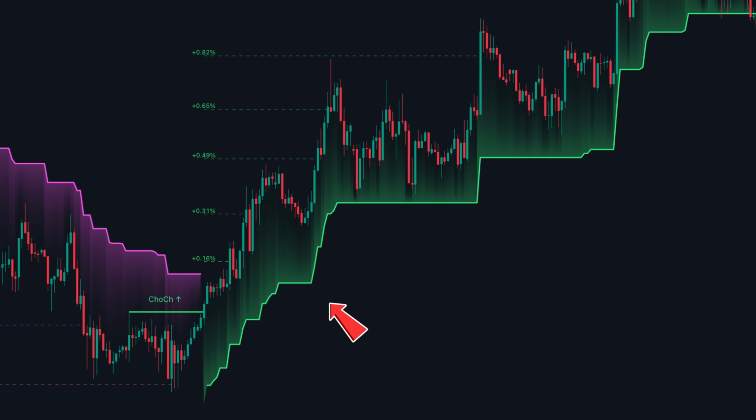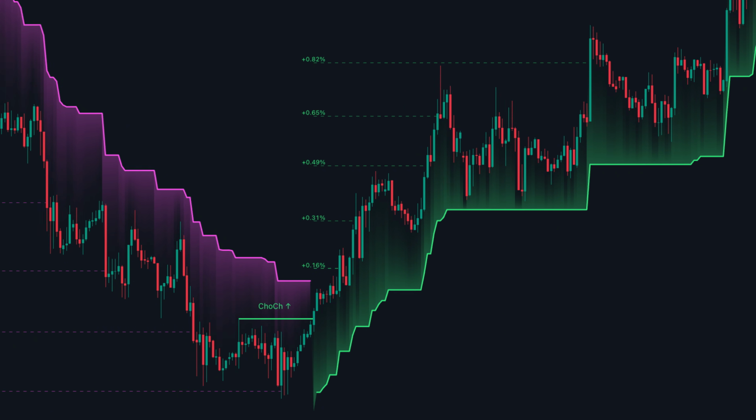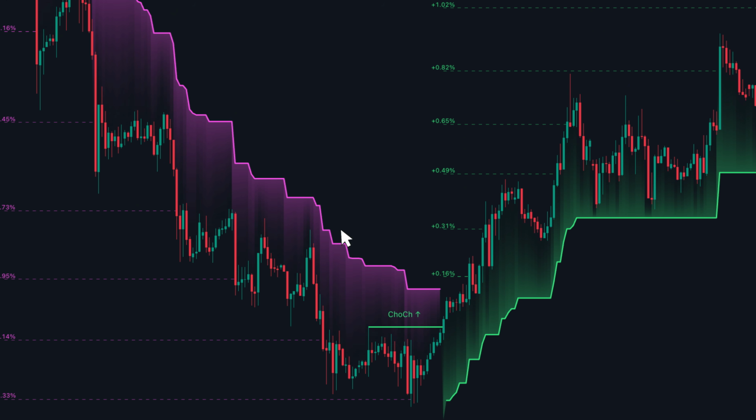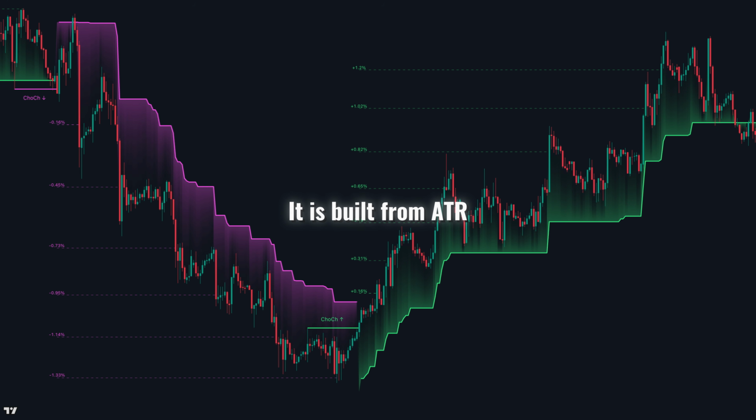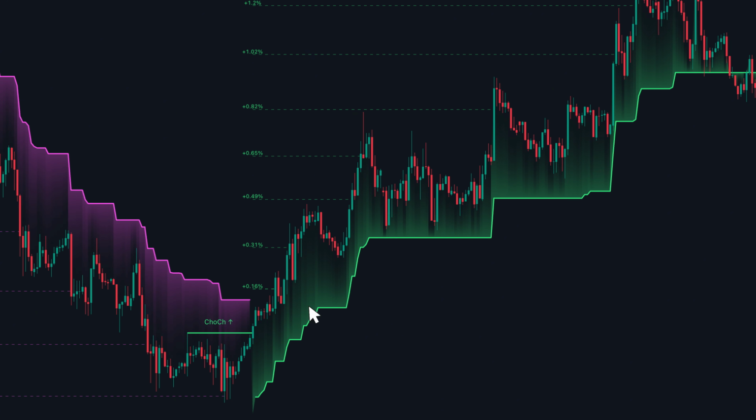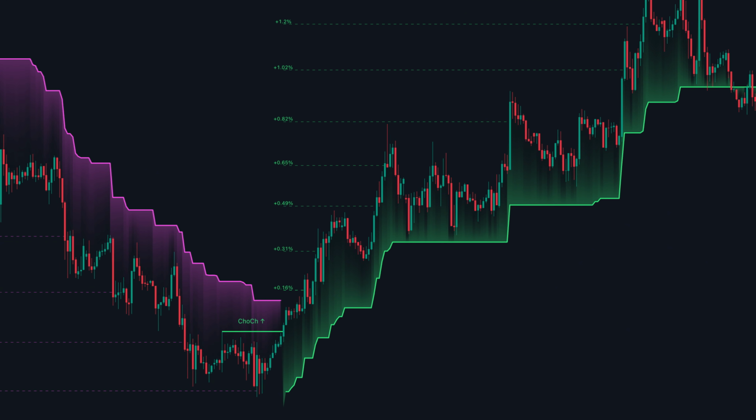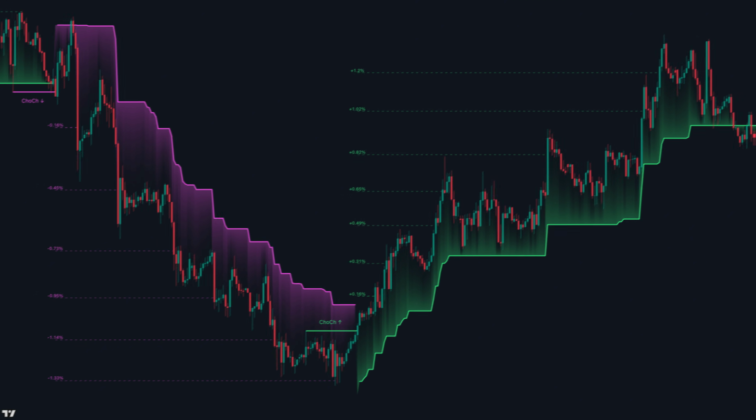Next, let's look at this line. When price moves up, it sits below the candles in green, and when price moves down, it sits above in pink. It is built from ATR, so the distance it keeps from price adapts to how much the market is moving, not a fixed number of dollars. As the trend expands, it advances step by step behind the move, and during minor pullbacks it stays firm instead of reacting to every candle. And this is the line we trail our stop with.